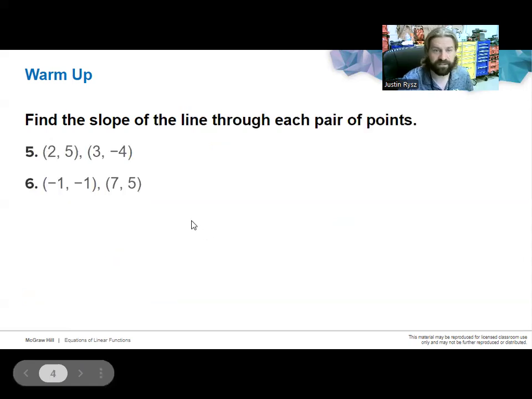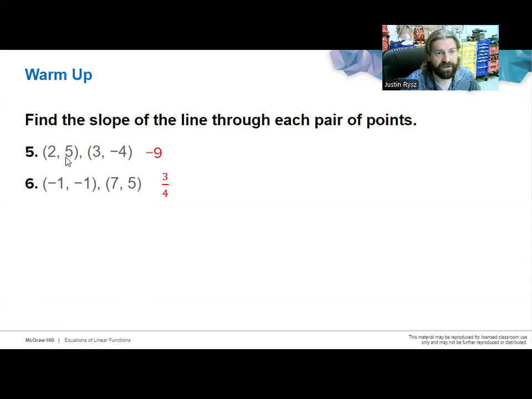All right, when we're looking at points here, we have to remember the formula. It's going to be y minus y over x minus x. So pause this video, see if you can find the slope with the points. Let's check our work here. All right, first one here, if we do 5 minus -4, that's 9 over 2 minus 3 is -1. 9 divided by -1 is -9.